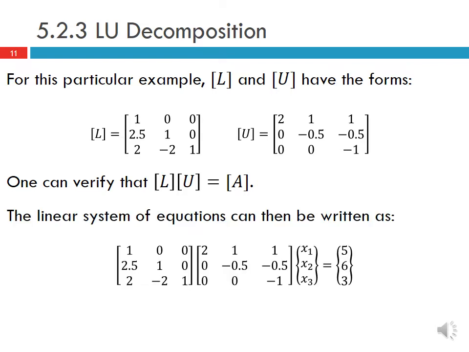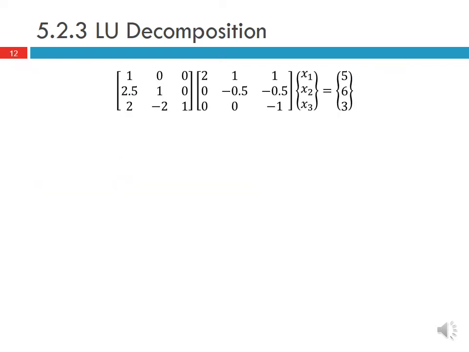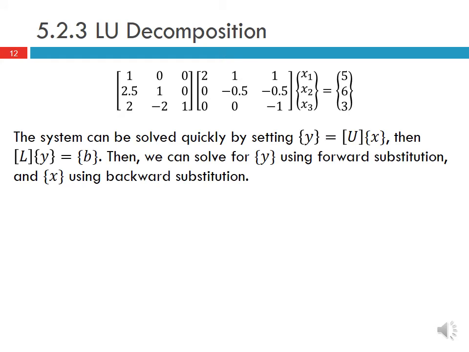So the linear system of equations can then be written as shown here: L times U times X is equal to B. The system can be solved quickly by setting a vector y equal to U times X, and then setting Ly equal to b. Then we can solve for y using forward substitution, and subsequently solve for x using backward substitution.